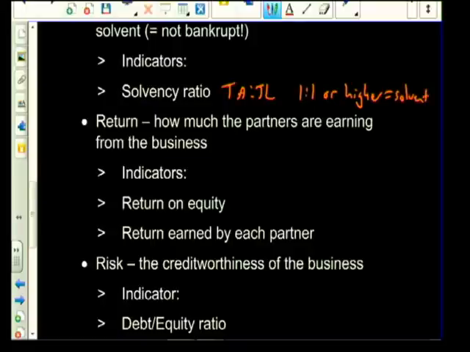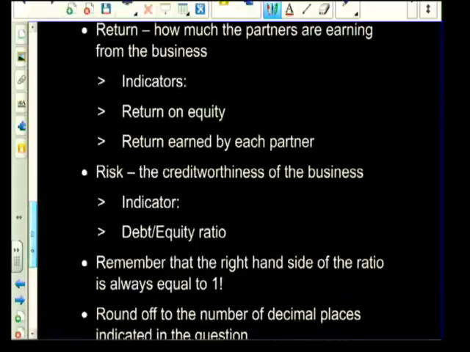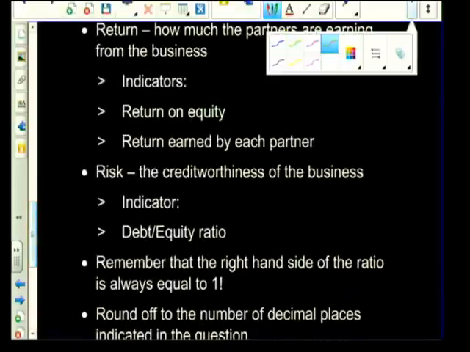So the minute this ratio drops to less than 1-to-1, what that means is that our assets are less than our liabilities, so maybe 0.5-to-1. What that means is that for every 1 rand's worth of liabilities we only have 50 cents of assets, and we are basically insolvent. We need to somehow get somebody to invest money into our business so that we can afford to pay off our liabilities. And then we have 2 more that I'm going to go through quickly.